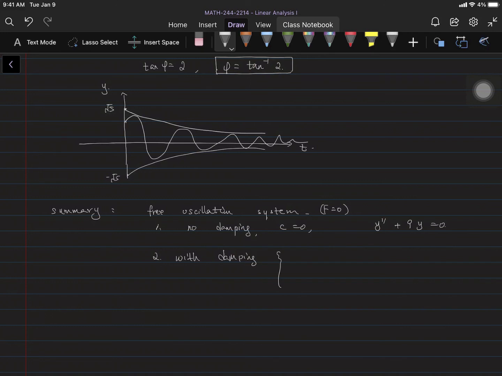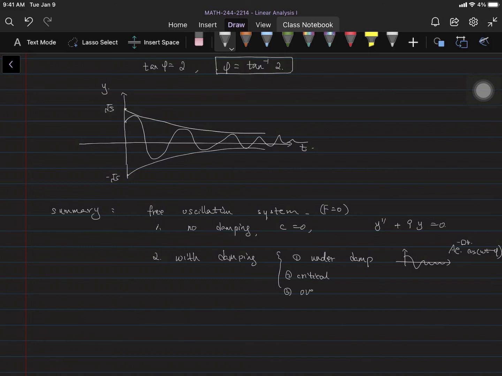And then we have 3 cases. Case 1, underdamped. Our solution looks like this. The solution will be 2 complex solutions, so e to the ax, cosine, sine, and we combine them. The solution is going to be e to the negative something t, and cosine omega t minus phi, this kind of stuff.